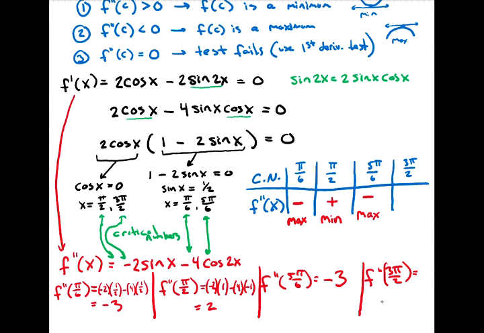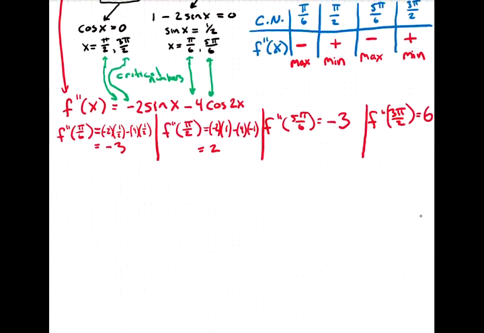And if we plug in 3 pi over 2, we'll have a negative 2 times the sine of 3 pi over 2, which is negative 1, minus the 4 times the cosine of 3 pi, which is negative 1, and that will give us a positive 6. And when the second derivative is positive and the first derivative is 0, we have a minimum value. All right, and so those are the locations of the relative extrema. So those are the x values.